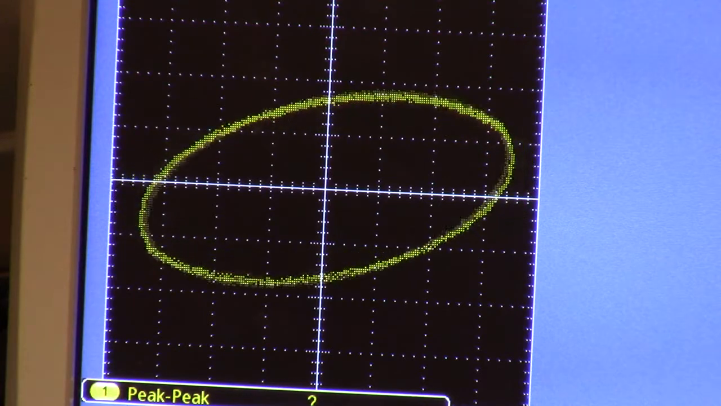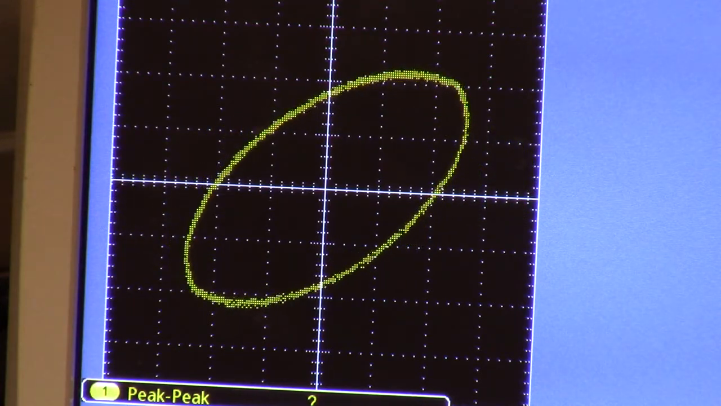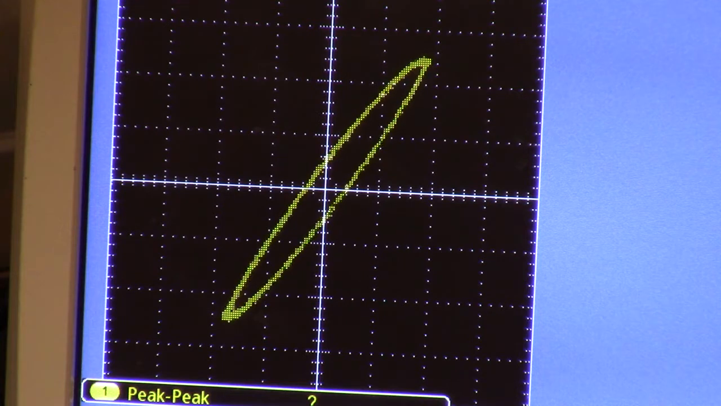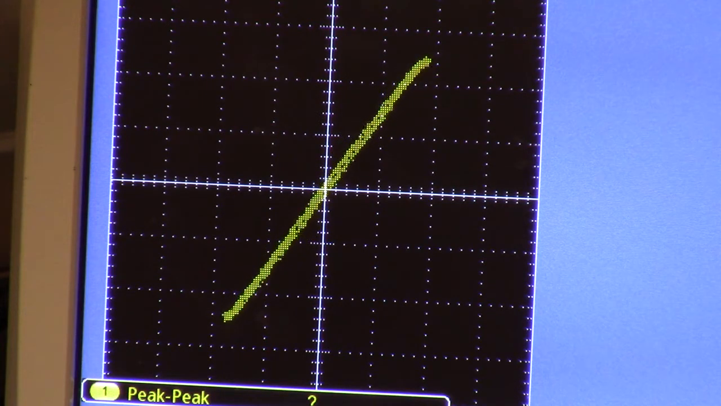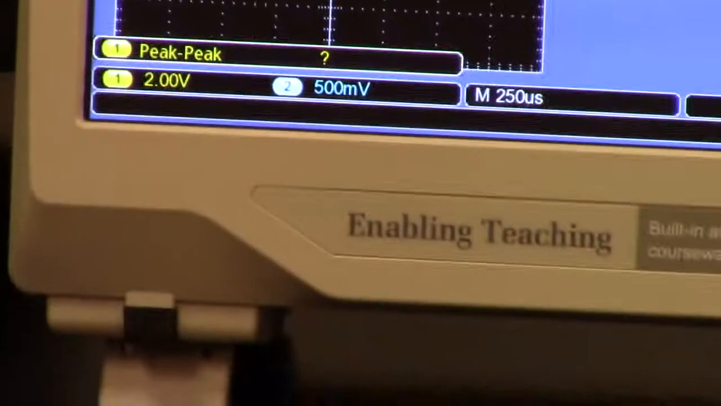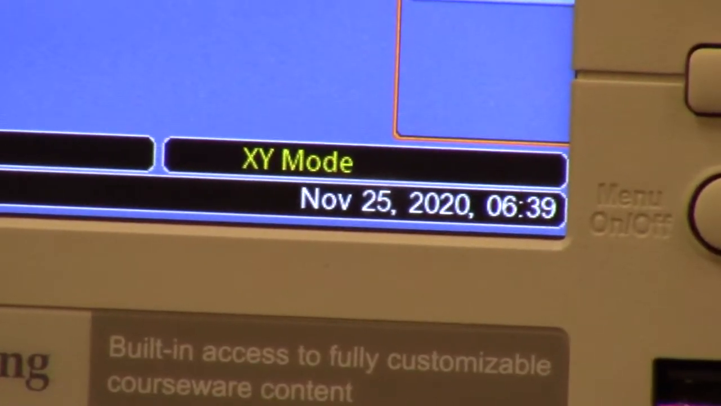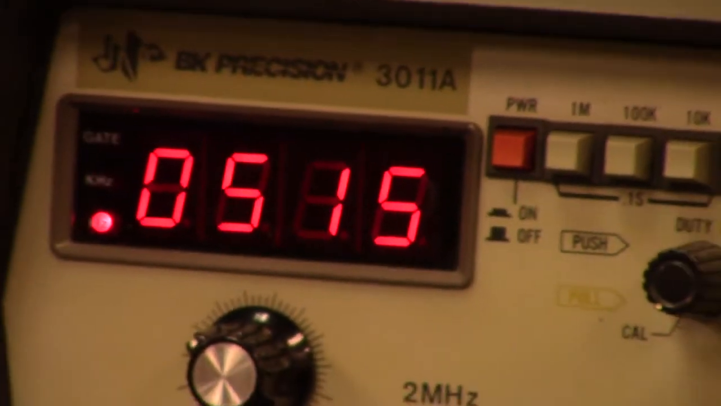But let me go back and use this, a Lissajous figure, to find out what is the resonant frequency. So that looks like a nice straight line, and it looks like the resonant frequency is about 515. So I'm going to put, maybe about halfway down my page, 515. That's going to be my first measurement.